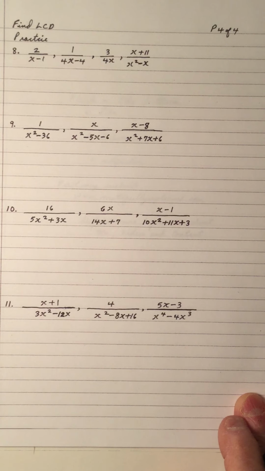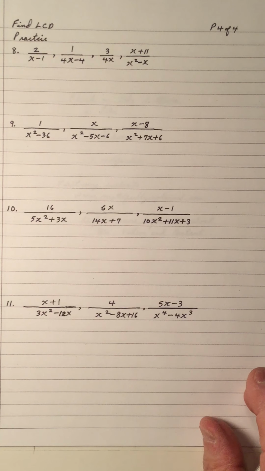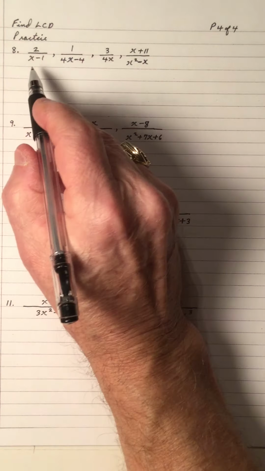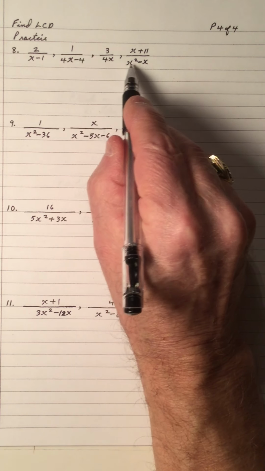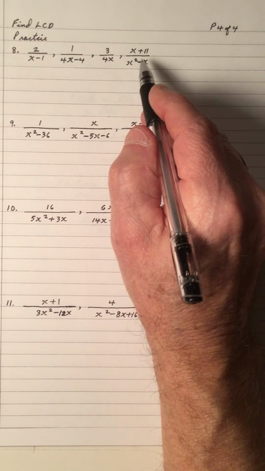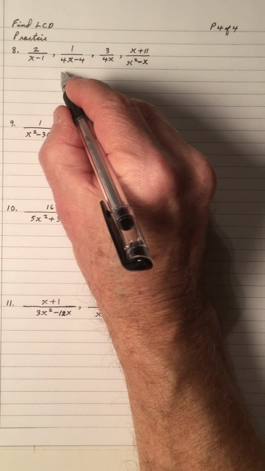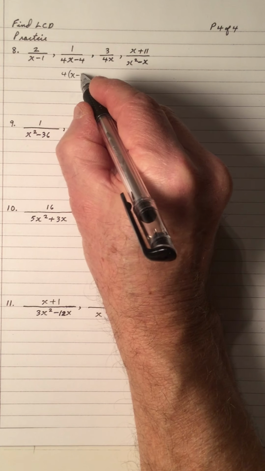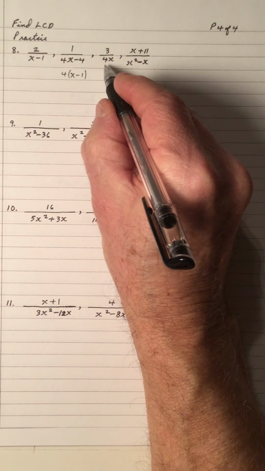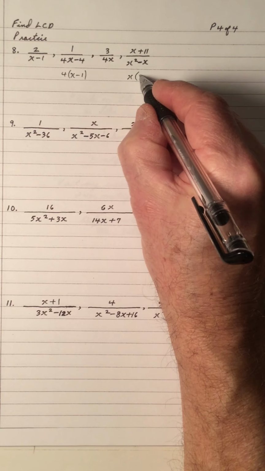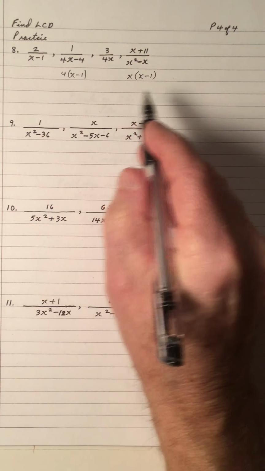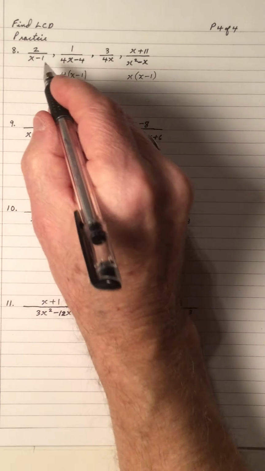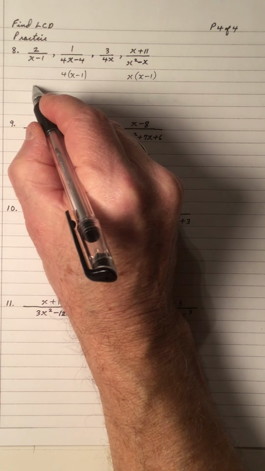More practice. Remember, the more you practice, the better. And we have descending order. Now I got 4 fractions, makes no difference. I have an x minus 1. I have 4 outside of x minus 1. I have a 4x, and I have an x outside of x minus 1. So they're all factored. So I have to have an x minus 1.